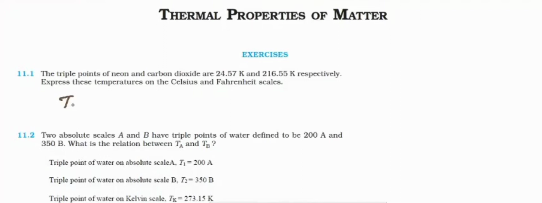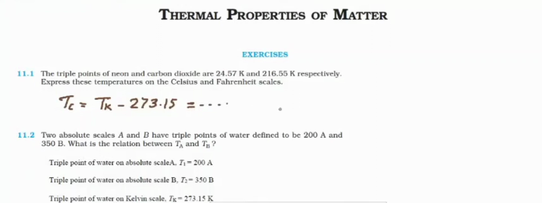Tc, the temperature in Celsius scale, equal to Tk, the temperature in Kelvin scale, minus 273.15. So you can substitute the values of 24.57 and 216.55 in the place of Tk. You will get the values of temperatures in Celsius scale.